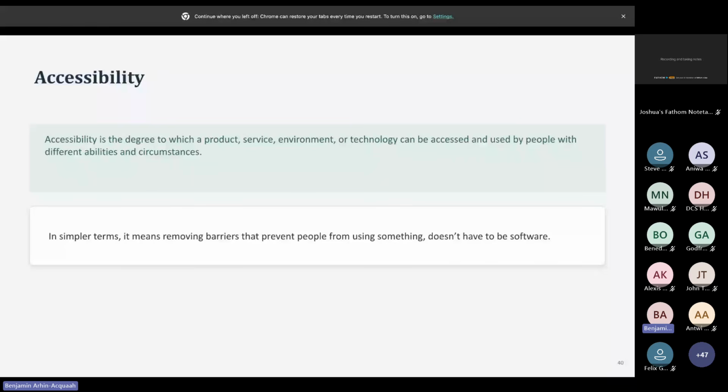In simpler terms, it just means removing barriers that prevent people from using something, right? So it doesn't necessarily have to be software. If there are barriers for anyone to use anything, then that thing is not accessible.